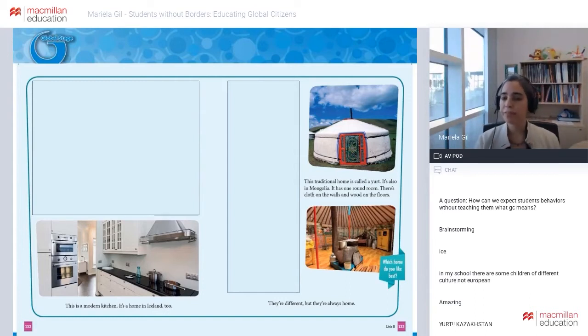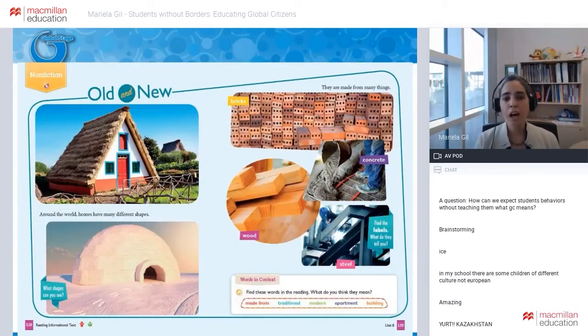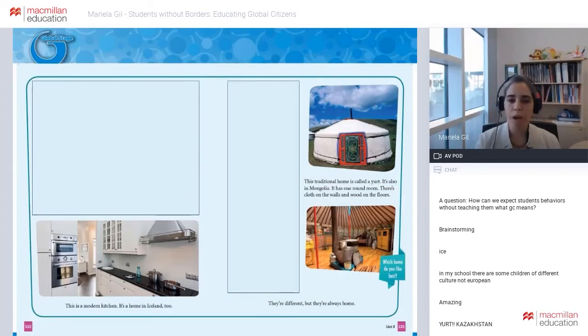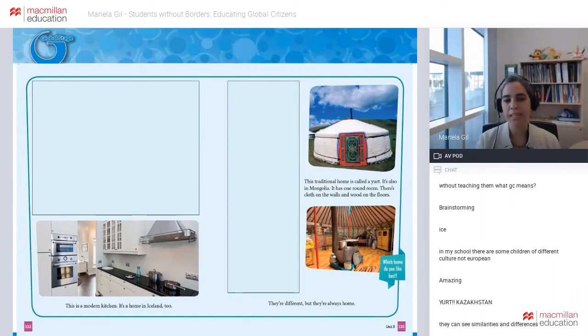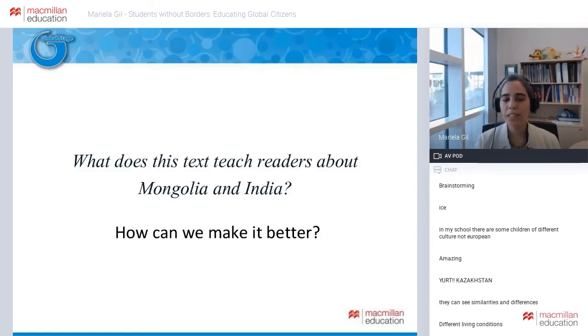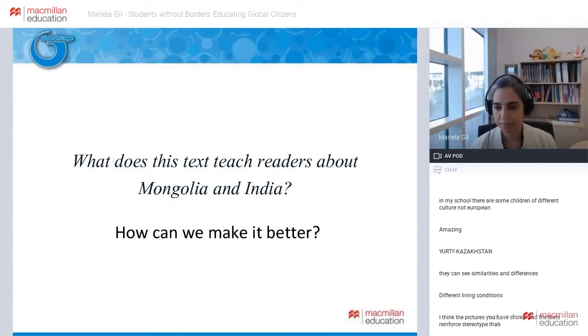Okay, so I've read you this text all about different kinds of homes, and we saw different shapes. We saw that some homes are traditional, for example, this home in India, and we saw that some homes are modern, for example, this home in Iceland, and another traditional home in Mongolia. So, what does this text teach readers about Mongolia and India?